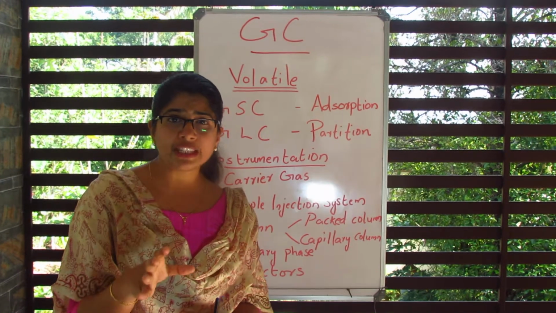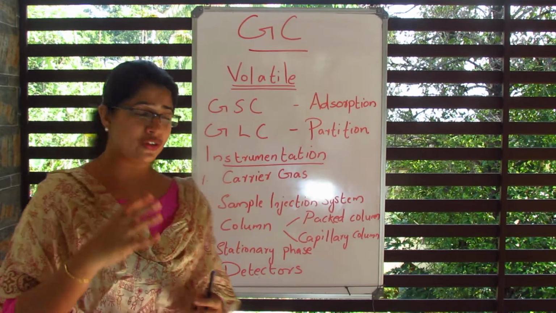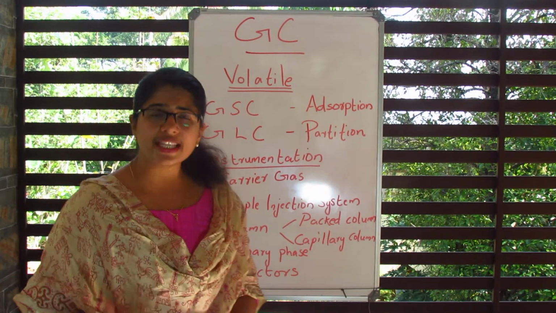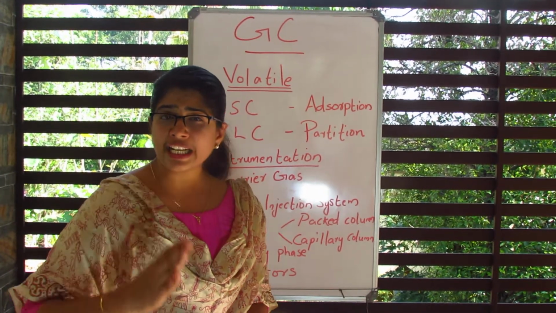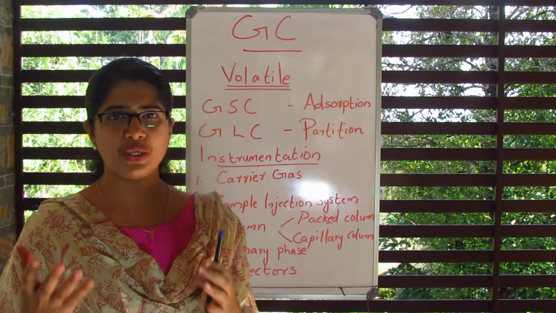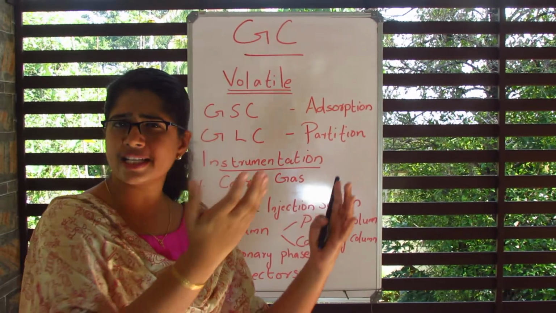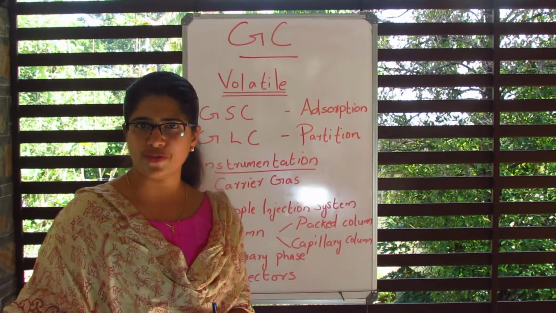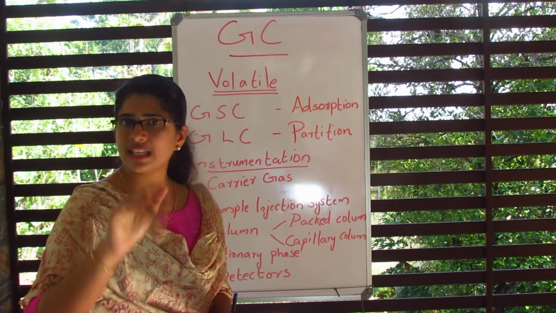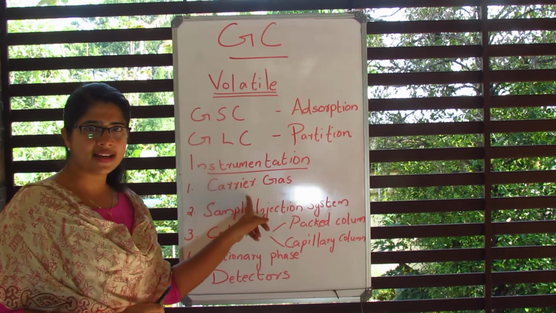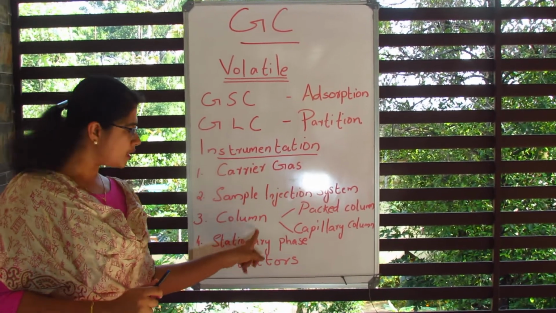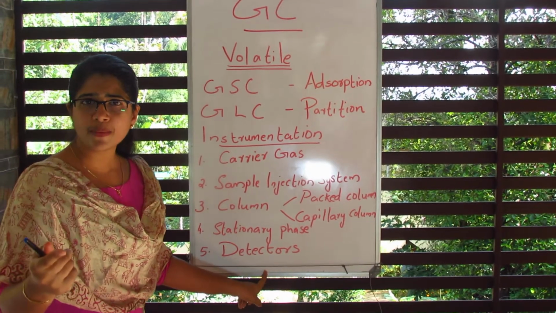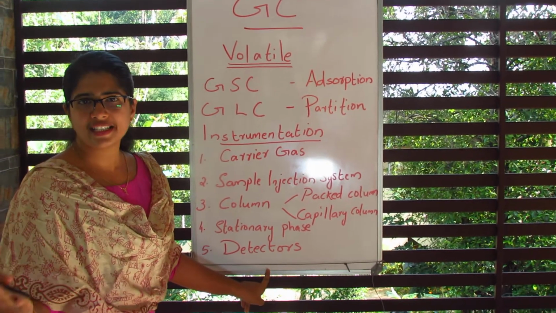Then the fifth part of the instrumentation of GC, which is detectors. Based on the physical property, there are different types of detectors that can be used in GC. That's all about the instrumentation of GC. 5 different parts are there. Which are they? Carrier gas, sample injection system, column, stationary phase and detectors. But based on physical properties, there are different types of detectors that can be used.